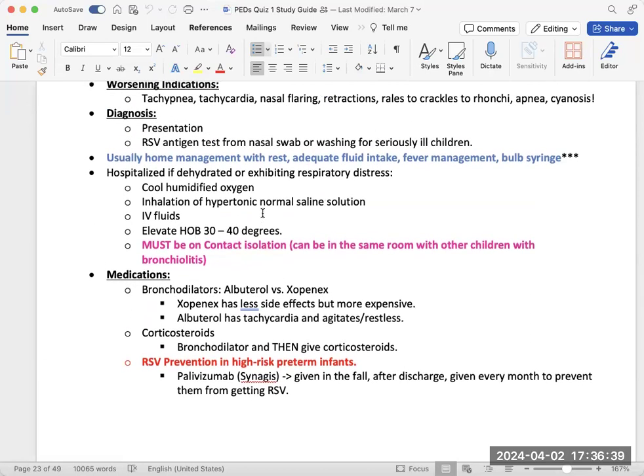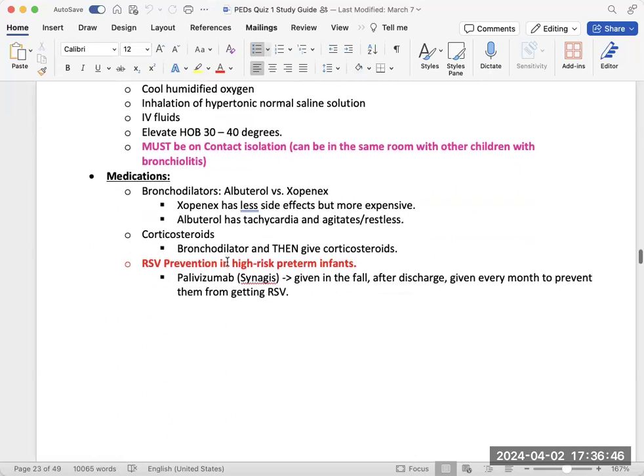So they can be in the same room with other children who have it, but we need to take special precautions with these. Okay. Other things, for medications, right, bronchodilators. So there's albuterol and there's Xopenex. I don't know how to say that, but the one that starts with X has fewer side effects but is more expensive. And albuterol is cheaper, but it causes tachycardia and it can cause restlessness. So it's kind of pick and choose, but one of those we give as bronchodilators, right?